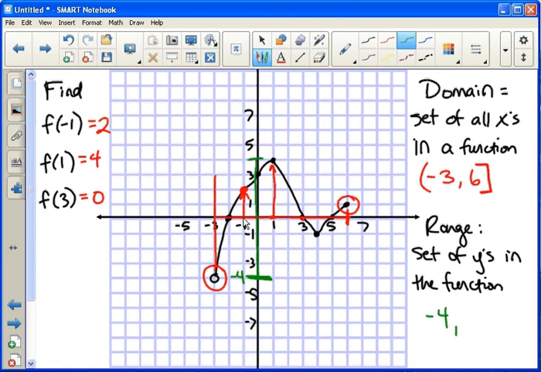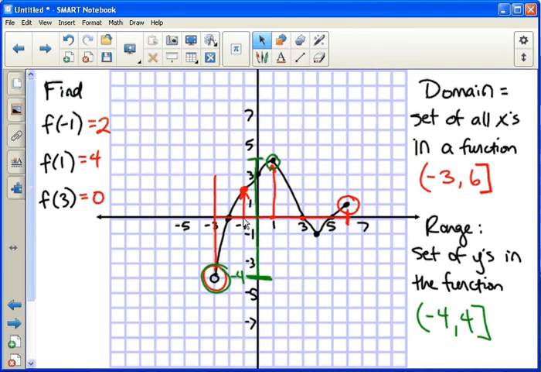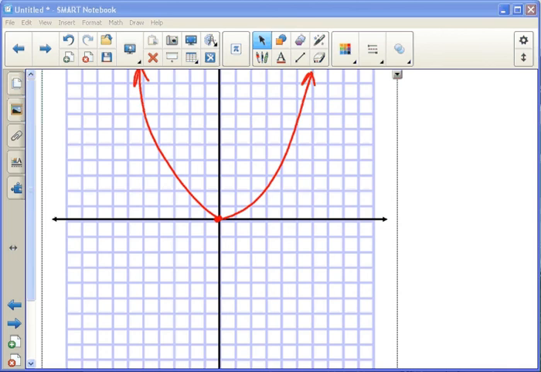Again, -4 has an open circle, so we're going to use a parenthesis. +4 has a closed circle, so we're going to use a bracket. So just think again of the domain as being all the x values, in other words, all the values we have from left to right, and the range, all the y values, or all the y values up and down. Let's try 2 more with domain and range. This first one, remember, domain is all the x values, so it's all the values you touch left to right.